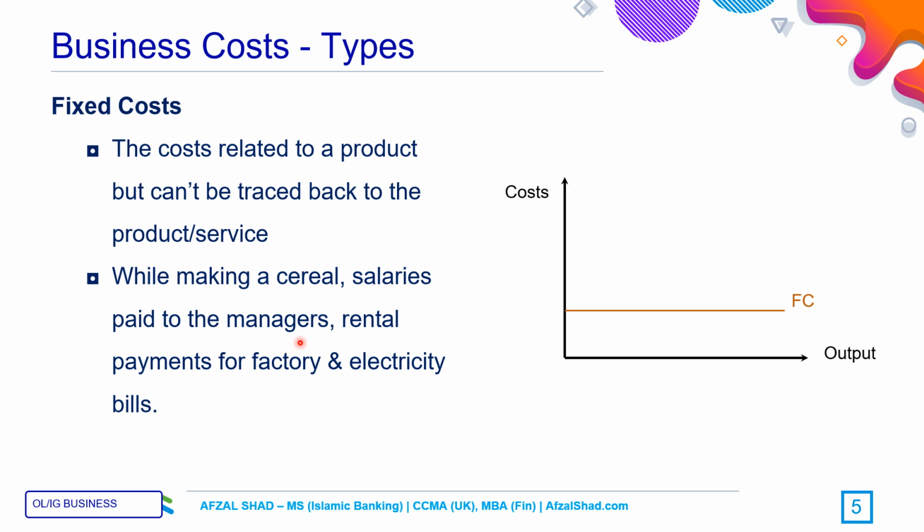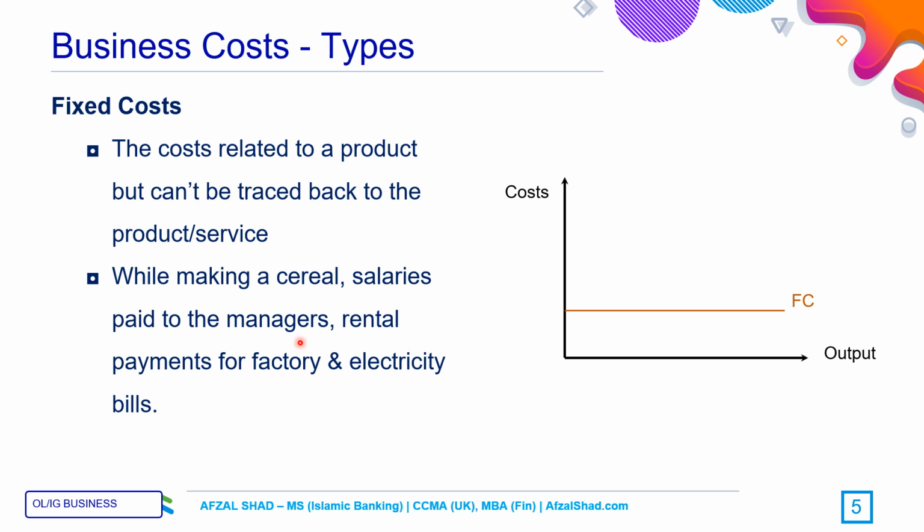Let's talk about the rent of the factory. You are producing 1000 units, the rent of the factory is 2000. If you produce more, would the rent increase? No, the rent would remain the same. As long as you are using the same space, same factory, same area, your rental cost will remain the same. The salary of the manager will remain the same. So that means these are the costs which are not directly linked with the production levels. Whether you produce more or you produce less, it remains stable.